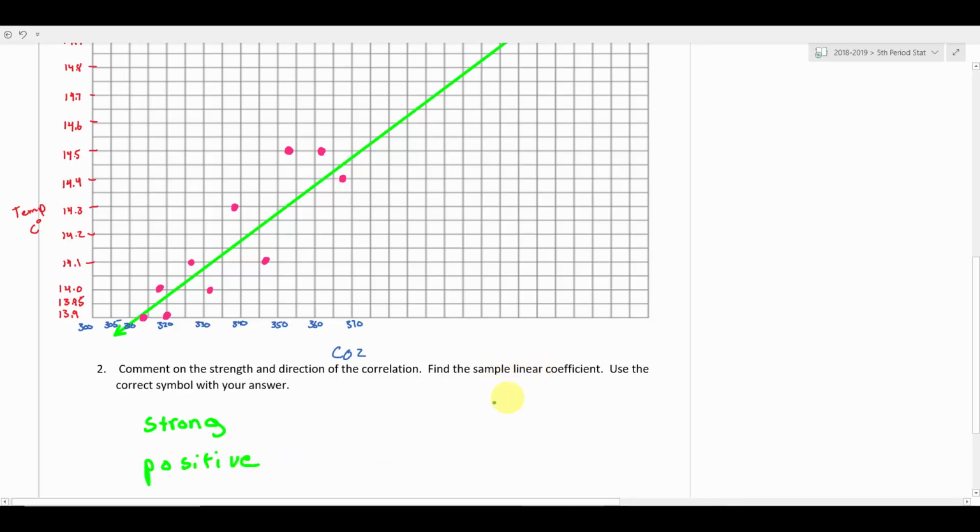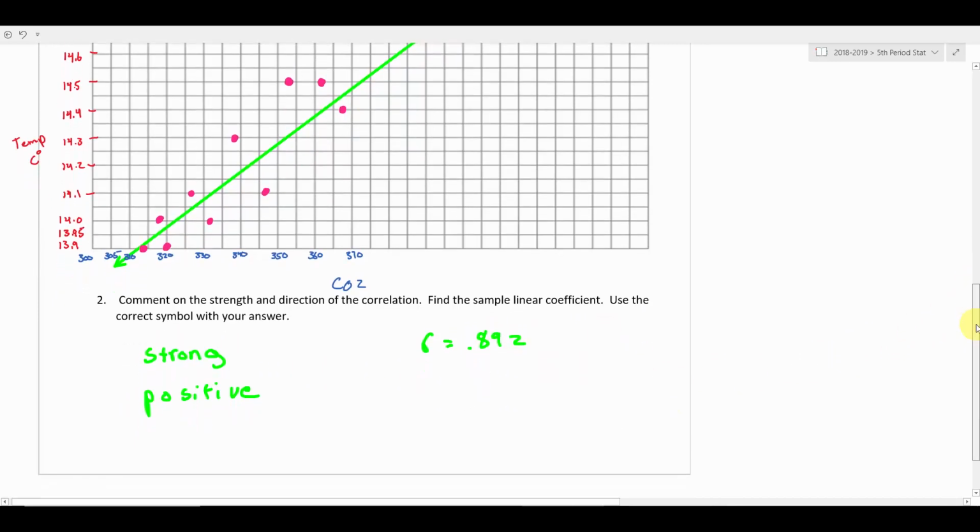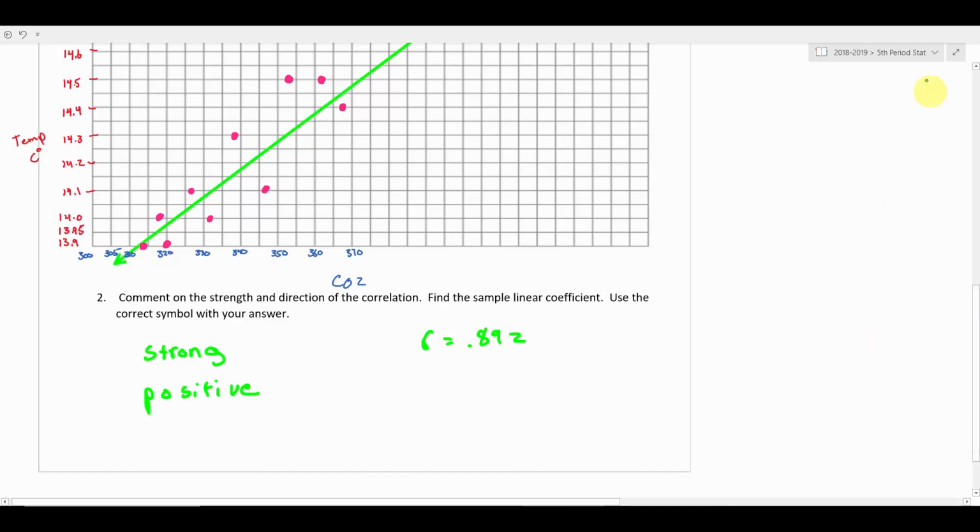And it also wants us to note what the sample linear coefficient is. And remember I said that was 0.892, which further confirms that we might have a strong correlation going on here. Remember, when this number is close to 1, it would indicate a strong correlation, and 0.892 is pretty close to 1.